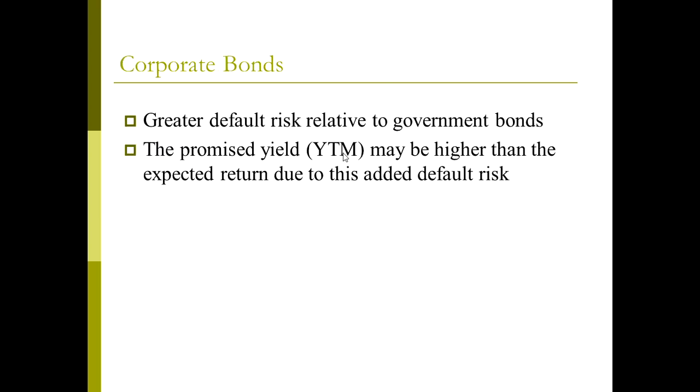Okay? So next, we're going to talk about the corporate bonds. The major problem with the corporate bond is the default risk relative to the government bonds, because they are not issued by the governments. They are issued by private companies, corporations. So if the corporation goes out of business, they will not be able to pay all the coupon payments and the principal. So they have to pay you a higher yield, or higher return, or higher yield to maturity, because of this added default risk compared to the government bond.